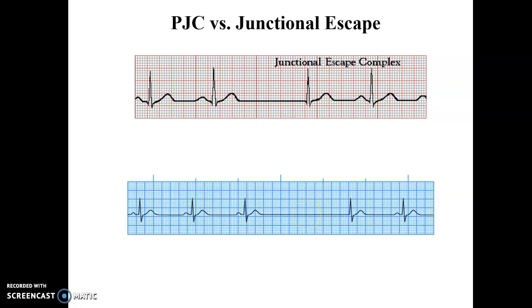So PJCs, if they're due to irritability, they come early in the cycle. If they're there as a backup system, they're going to come later in the cycle. So this one here, there's no P wave in front of it. QRS remains normal. And then again, the SA node kicked back in on its own. So this is here to try to help.